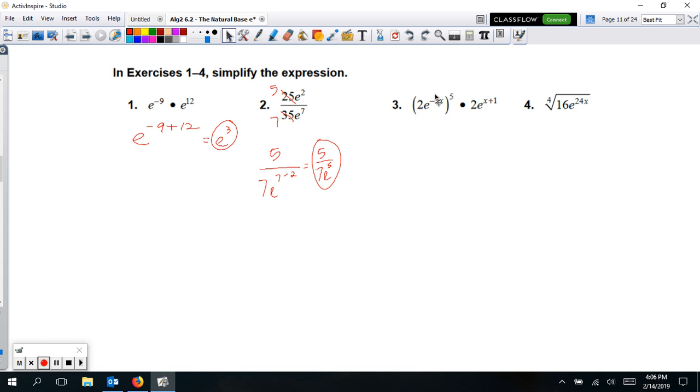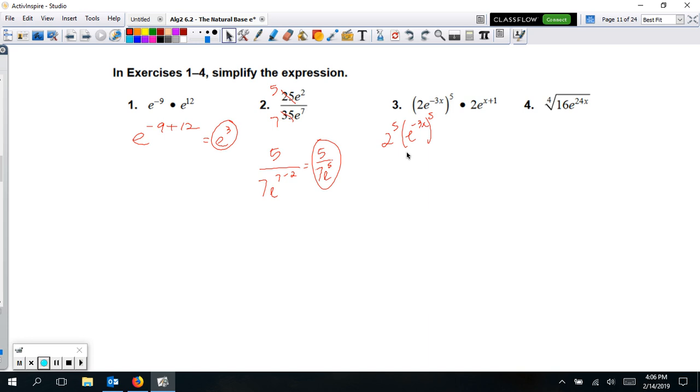On number 3, we have a couple things going on here. We have a power to a power, so we're going to have to raise this to the 5th power. So really 2 to the 5th power and also this to the 5th power. When you think of 2 to the 5th, that's 2 times itself 5 times, and that's going to give us 32 right there. And then we're going to multiply negative 3 times 5, that's going to be negative 15. So we're going to see that happening.